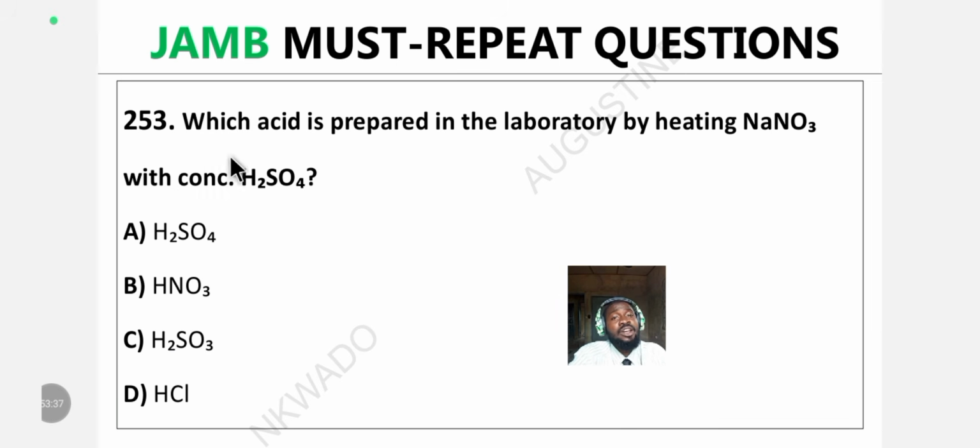Question 253. Which acid is prepared in the laboratory by heating sodium trioxonitrate(V) with concentrated tetraoxosulfate(VI) acid? A. Tetraoxosulfate(VI). B. Trioxonitrate(V). C. Trioxosulfate(IV). D. Hydrochloric acid. What's the answer? Drop the answer in the comment section, my scholar.